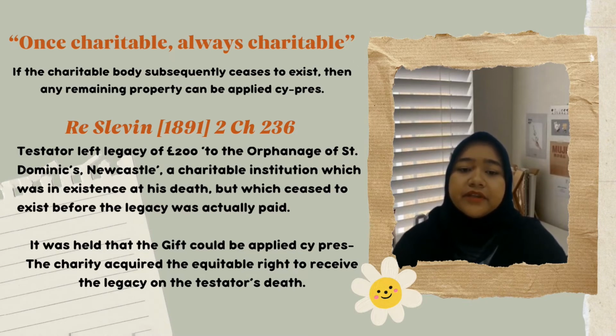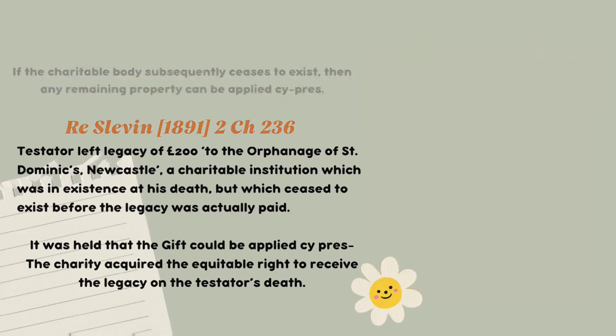The case that can be referred to is the case of Re Slevin 1891. In this case, the testator left a legacy of £200 to the orphanage of St. Dominic's, Newcastle, which was a charitable institution that was in existence at his death, but it ceased to exist before the legacy was actually paid. The court in this case held that the gift could be applied cy-près. This is because the charity acquired the equitable right to receive the legacy on the testator's death.